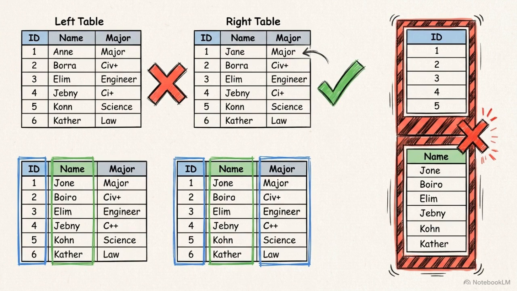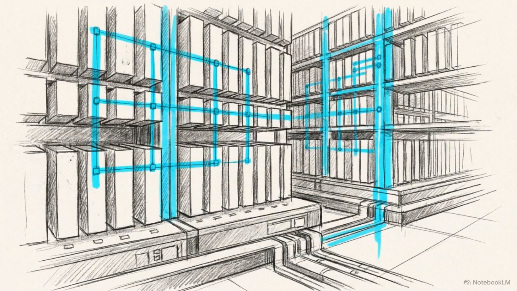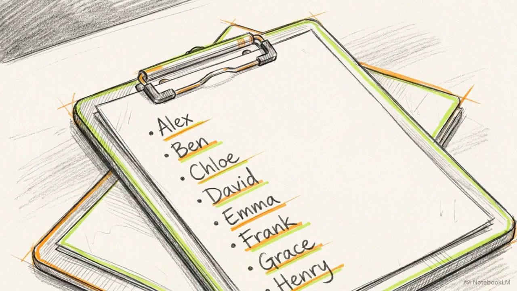They need to be the same width. If your first list has 3 columns of info, your second list needs 3 columns too. The information in those columns also has to match. If you stack ID numbers on top of names, the database won't know how to read it. Everything has to line up perfectly, ID with ID and name with name. Once the lists are organized this way, the database can finally look at the data inside and start comparing them for you.